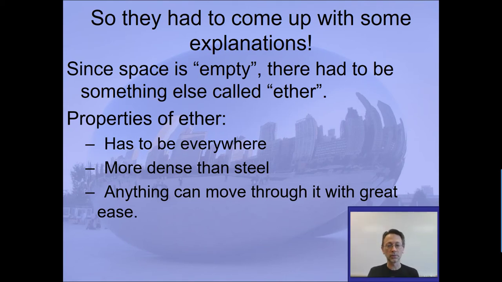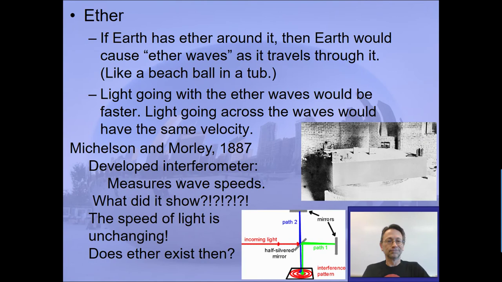And then even though it's super dense, anything can move through it with greatest ease. So it has to be everywhere because light is everywhere. It has to be more dense than steel because light travels so quickly. But even though it travels quickly, it has to be able to get through it super, super easily. So now we have to test, does ether exist?